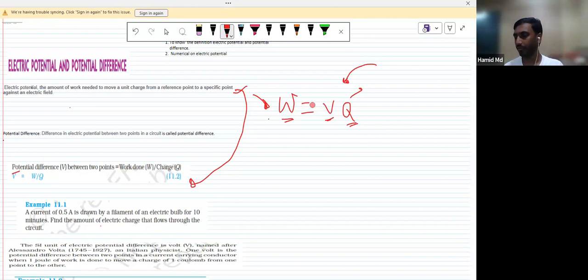What is potential difference? It is the work done to move a unit charge from one point to another point. It is the work done in moving a unit charge from a given reference point to another reference point.